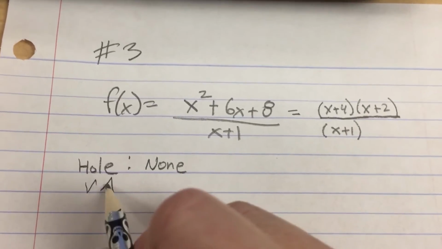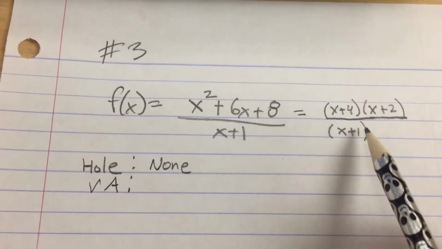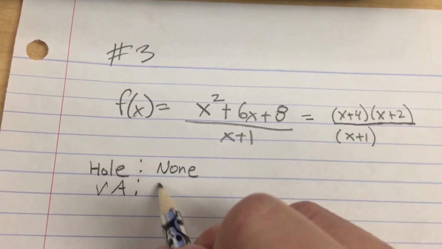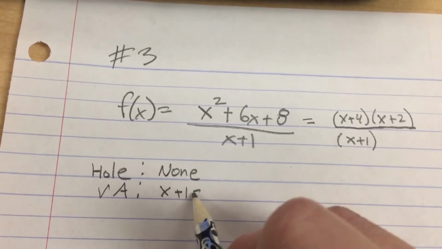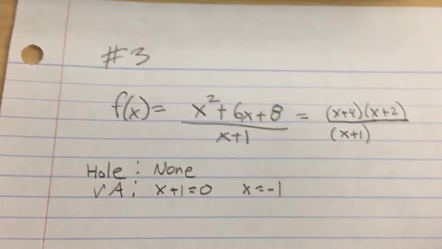Vertical asymptote. Anything in our denominator, set it equal to 0. I get x plus 1. Set that equal to 0. X is equal to negative 1.